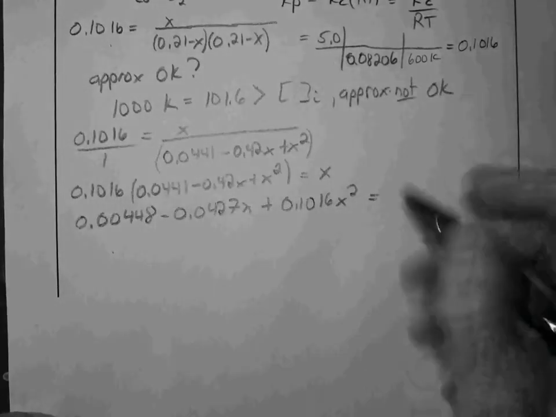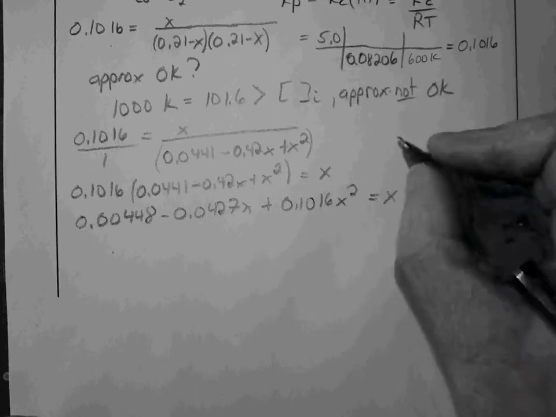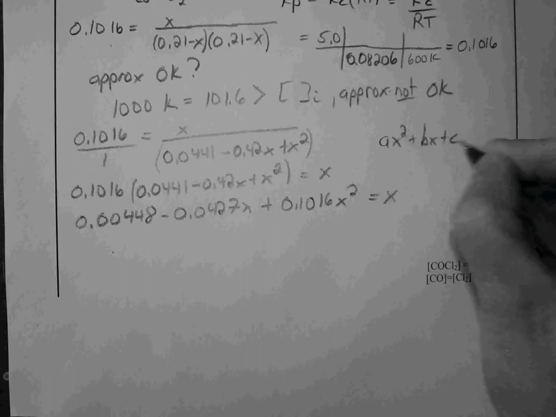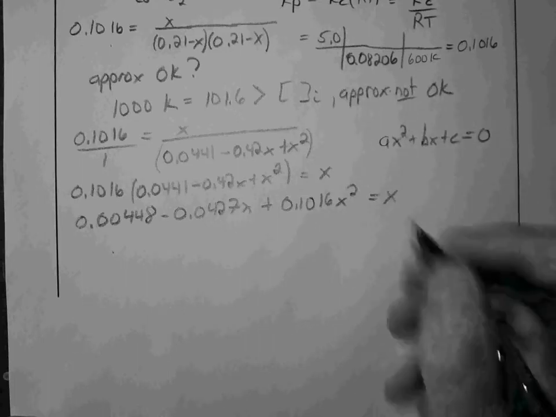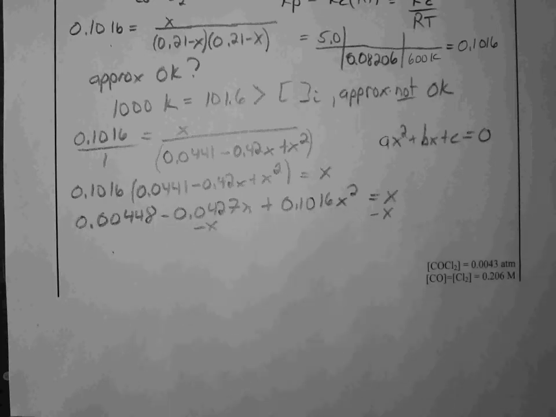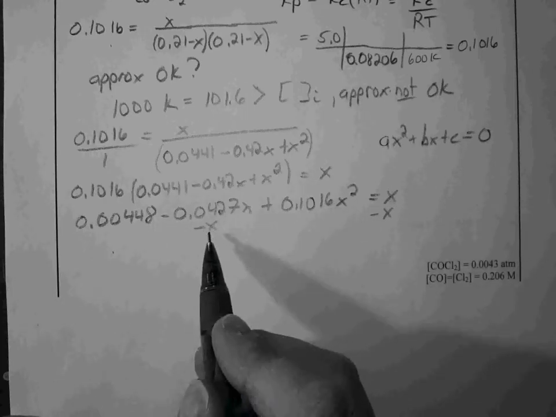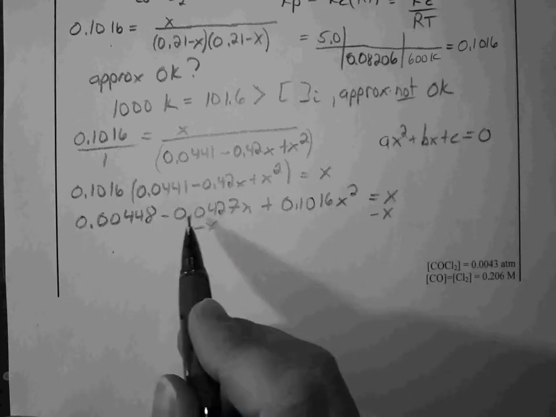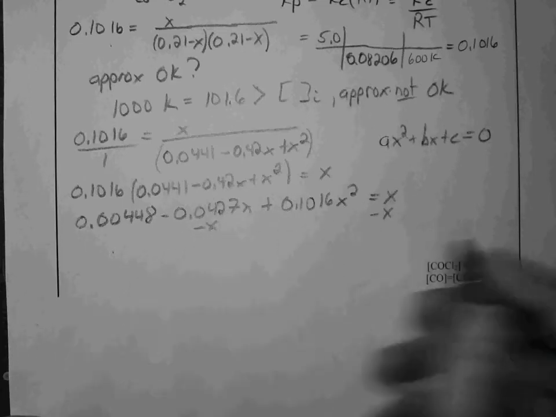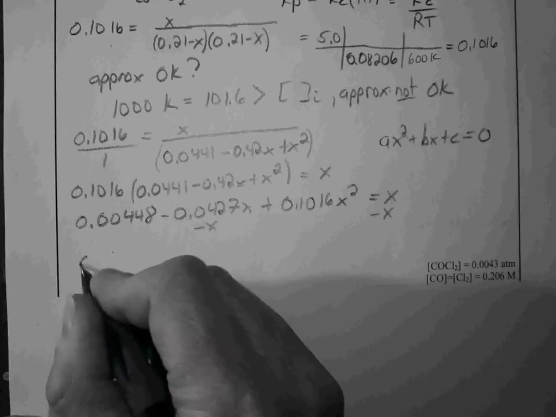To solve with the quadratic, we need to get it in the form of ax squared plus bx plus c is equal to 0. So we're going to subtract x from each side of the equation. So we have this minus x, so that's going to be minus 1.0427 times x.